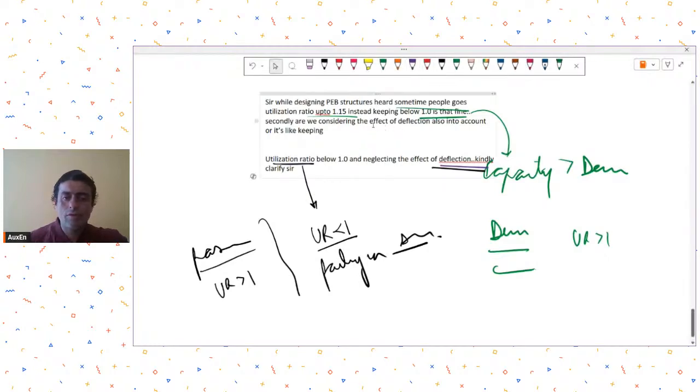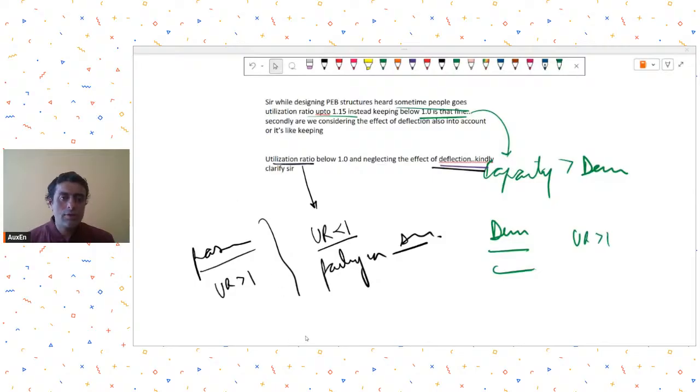The effect of deflection is not considered in the utilization ratio checks unless you have run a P-delta analysis, let's say. So both are independent actions and both have to be checked and ensured that they satisfy the codal limits.